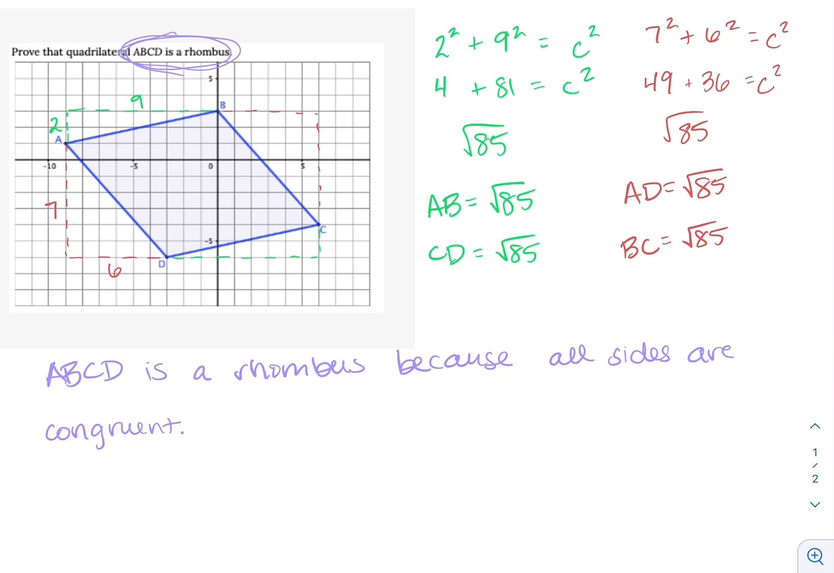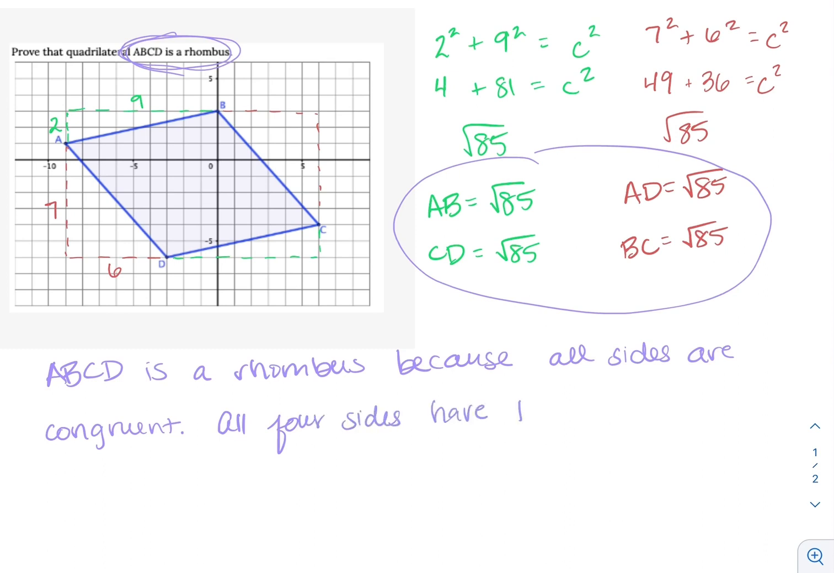Now I need to provide my numerical evidence, what I determined up here, to further explain that the sides are congruent. So I'm going to say all four sides have the same length, radical 85.